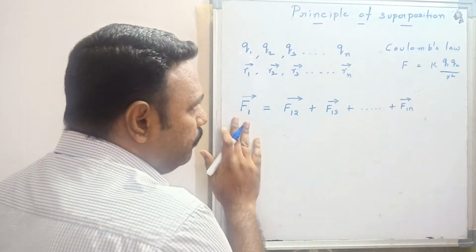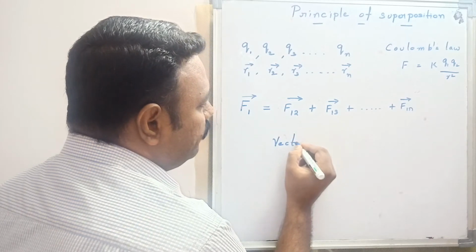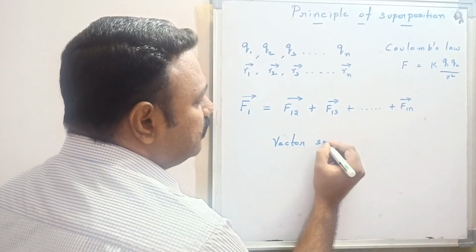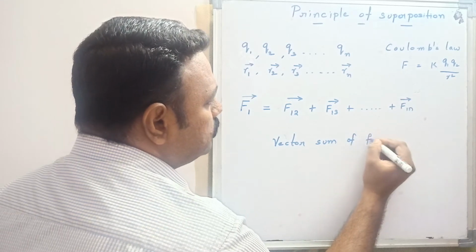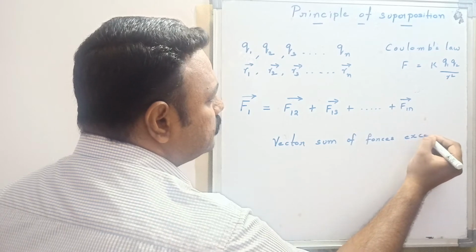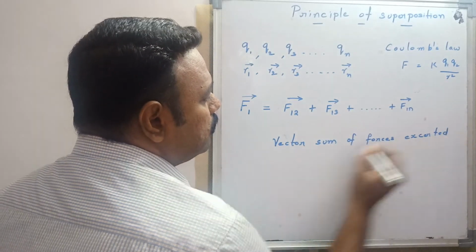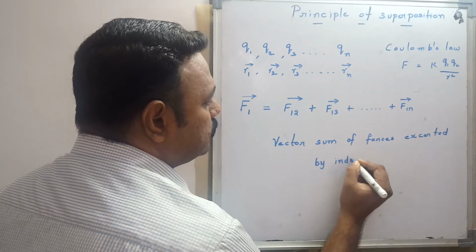So the principle of superposition says that the force on one charge is nothing but the vector sum of forces exerted by individual charges.